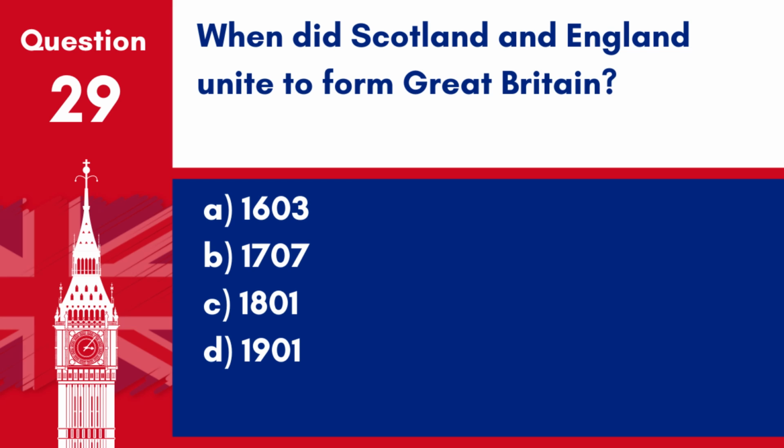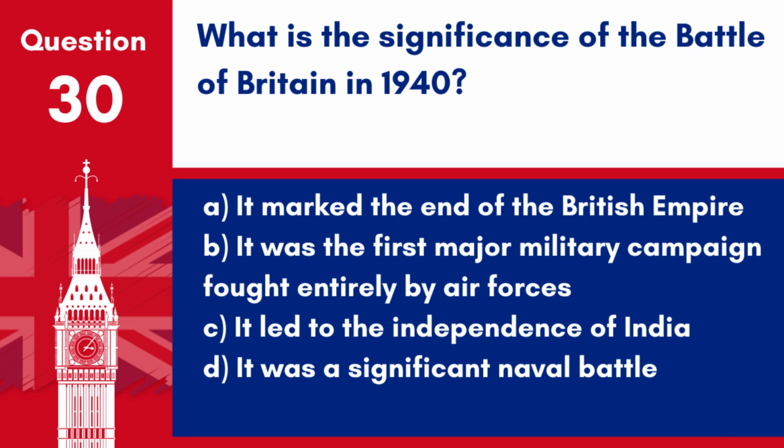Answer: B. 1707. The Acts of Union in 1707 officially united the kingdoms of Scotland and England under the name of Great Britain. Question 30. What is the significance of the Battle of Britain in 1940?